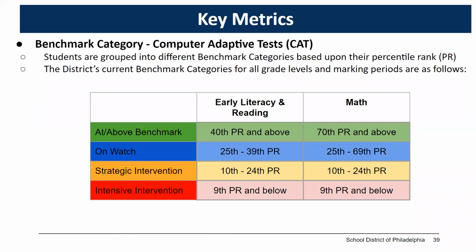Two important things to note regarding benchmark categories for the computer adaptive tests. The first being that there are 4 categories that students can be placed into: at or above, on, strategic intervention, and intensive intervention. The second being the cutoff for at or above benchmark for math is 70 PR and above, whereas for reading, it is 40 PR or above.